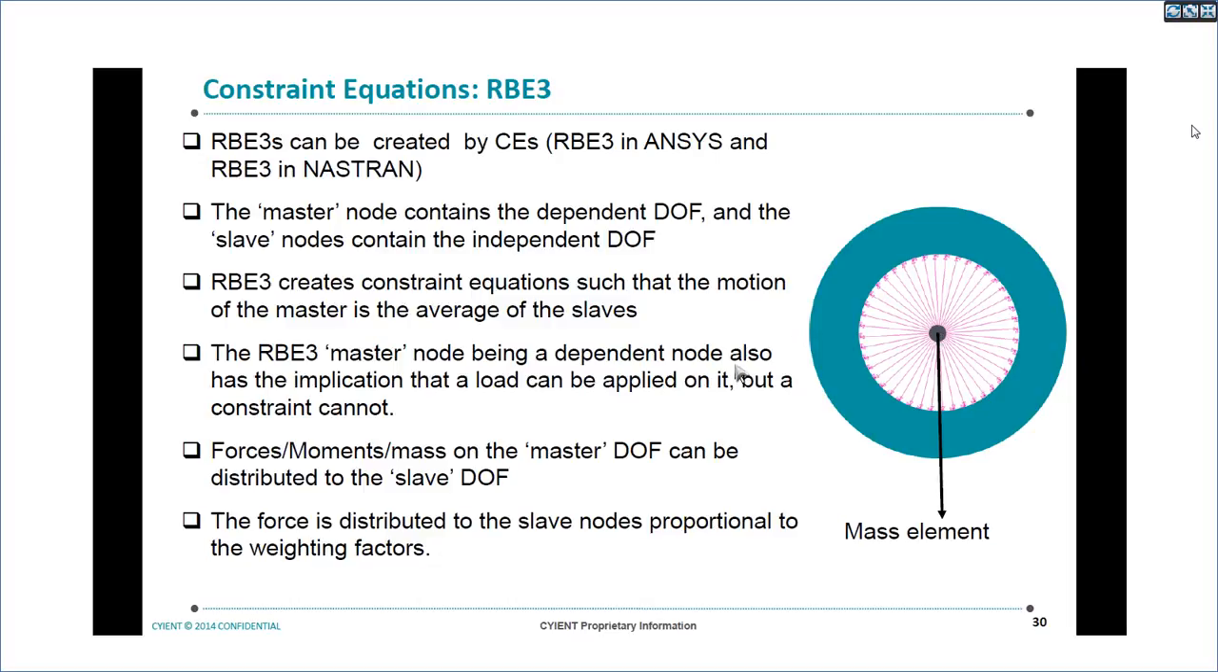So basically, RB3s are used to apply the loads on the component. In the same example, if I want to apply a load here at the center, what we need to do is create a series and use RB3, make a master element here, and you can apply the load here. So loads are applied using RB3 and boundary conditions are applied using CERIG.